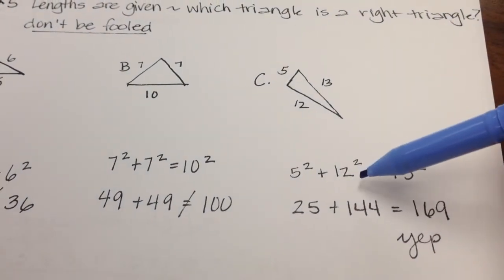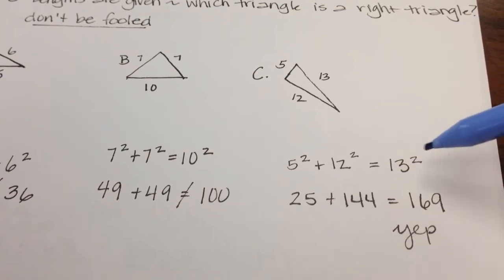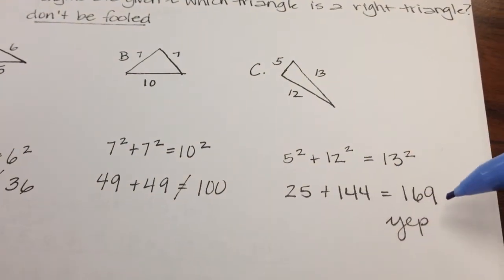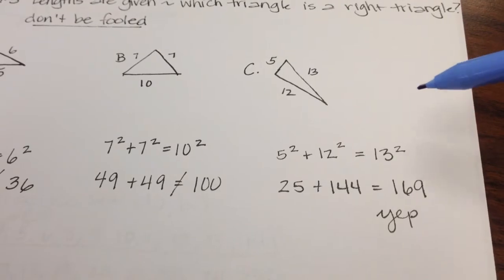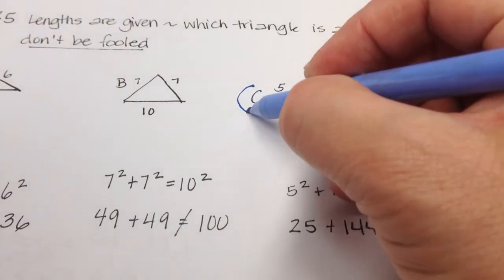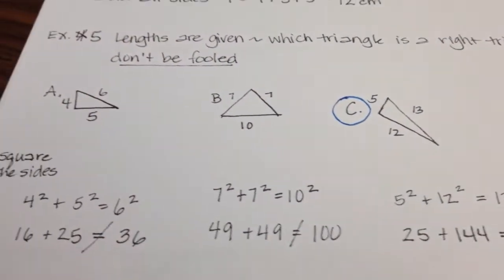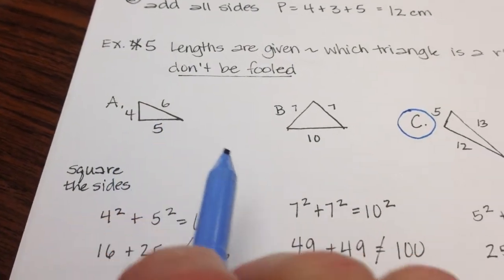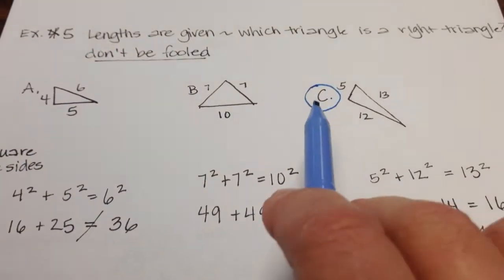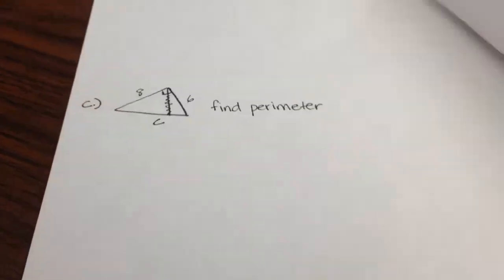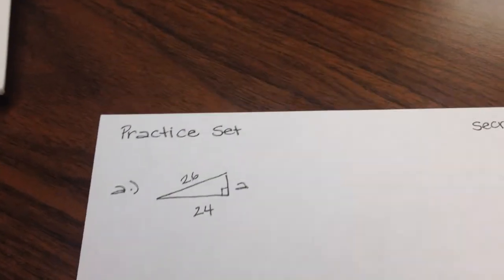5 squared plus 12 squared should equal 13 squared. 25 plus 144, it does equal 169. So C would be the right triangle. Even though A looked like it could be, use this formula, you find out only C is. That was almost tricky. Almost got fooled.